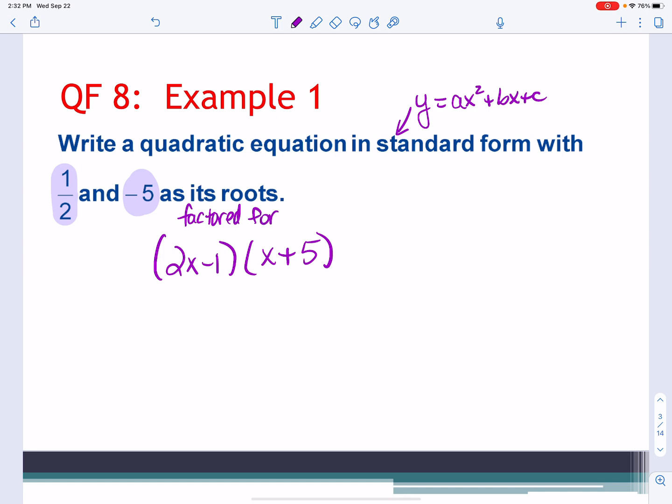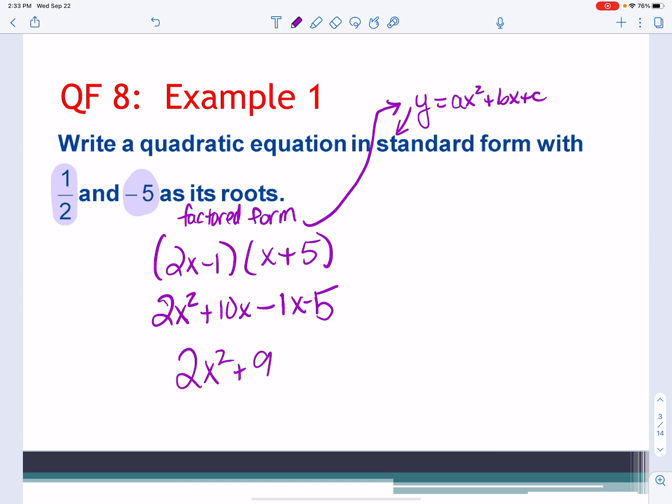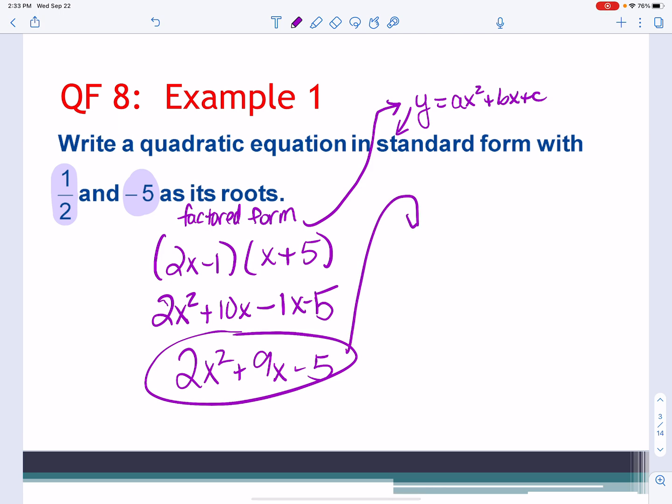So how are we going to go from factored form to standard form? We're going to FOIL. So I would have 2x squared plus 10x minus 1x minus 5. So put my like terms together, 2x squared plus 9x minus 5. So that is my answer. Now, if you look at this, you can have a million answers for this.